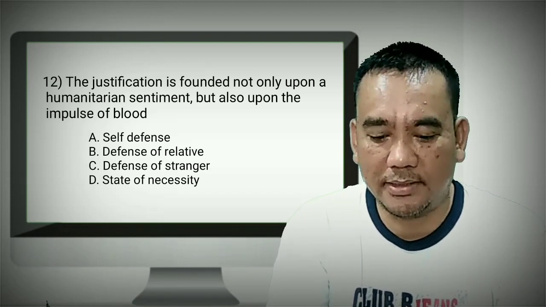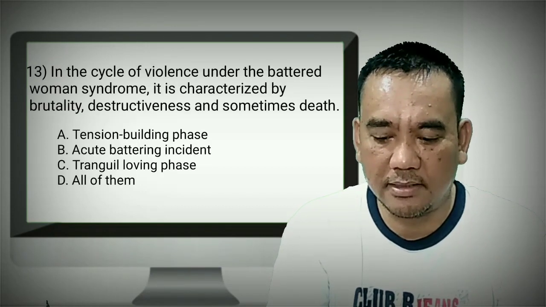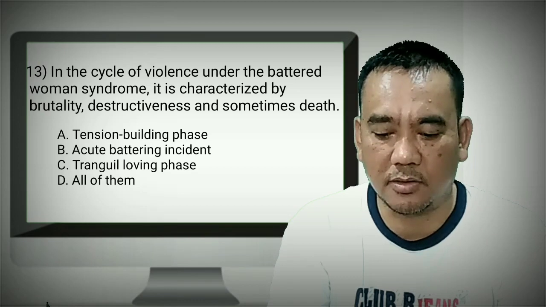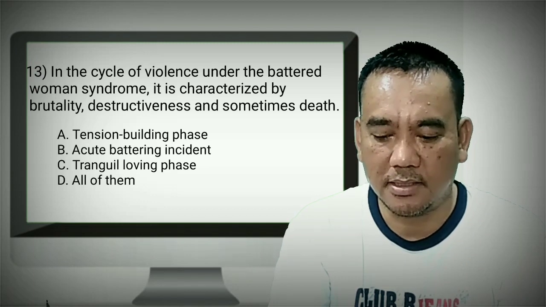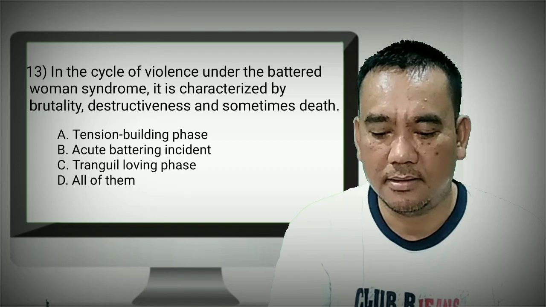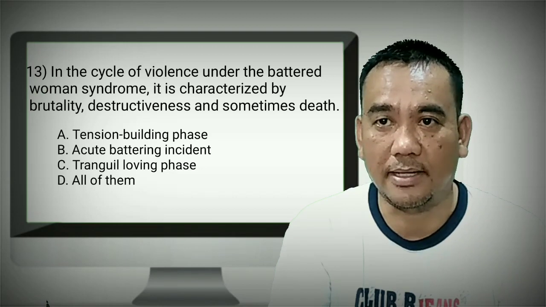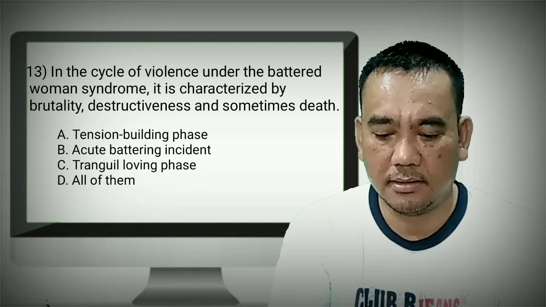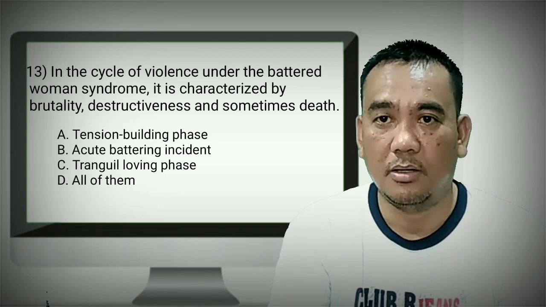Okay, question number 13. In the cycle of violence under the battered woman syndrome, it is characterized by brutality, destructiveness, and sometimes death. A. Tension building phase. B. Acute battering incident. C. Tranquil loving phase. Or D. All of them.